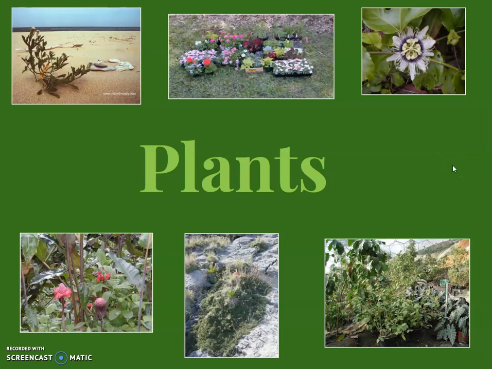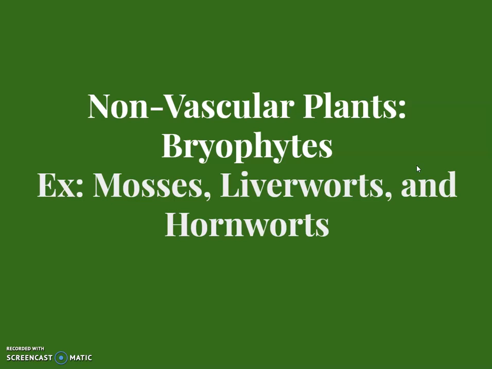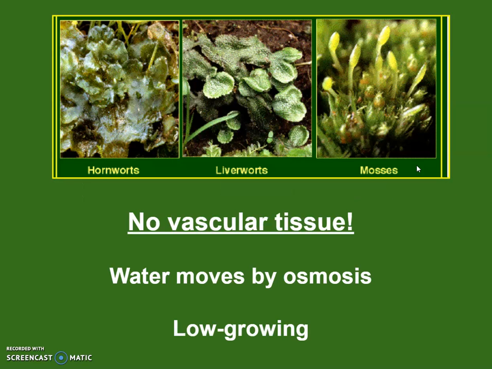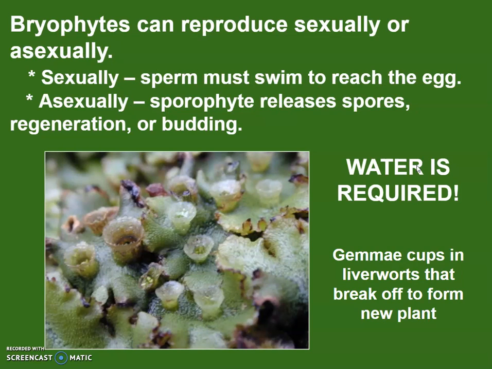Welcome to the lecture over the 4 different types of plants. We did already look at one of those 4 types yesterday, which was the non-vascular plants called Bryophytes, which were those mosses, liverworts, and hornworts. Remember, they have no vascular tissue, and that water moves by osmosis, and they grow really low to the ground.